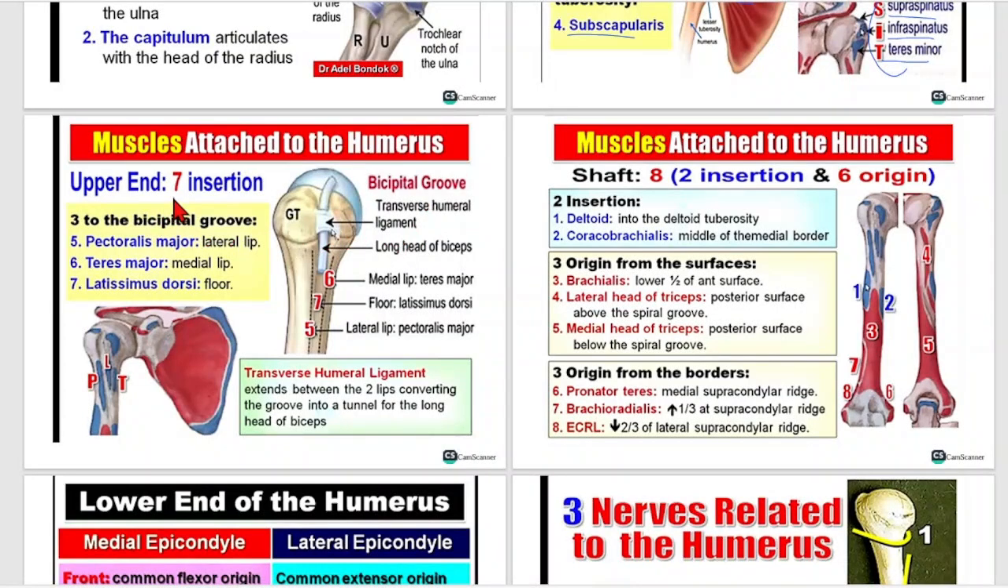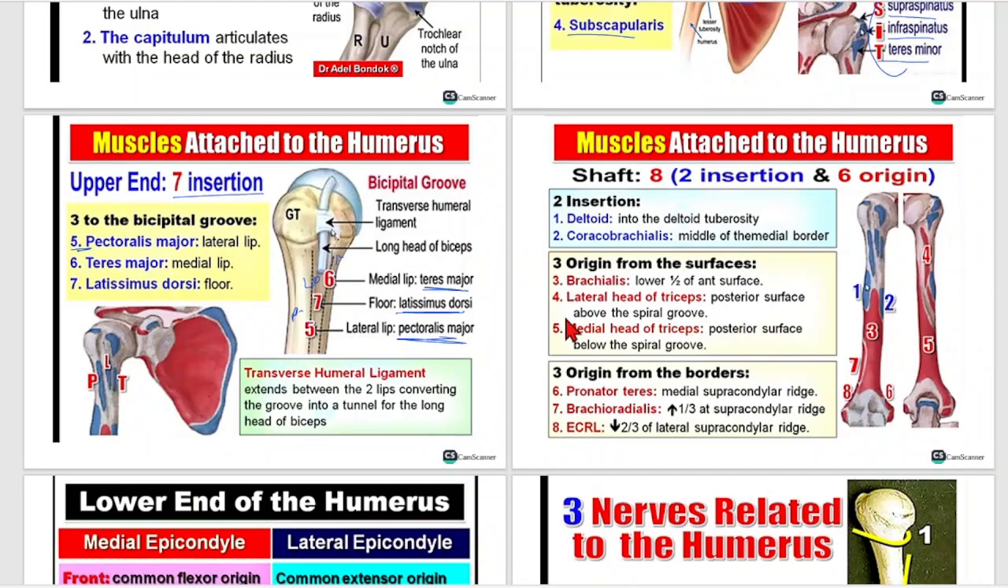There are 7 insertions here. You can see at 5 the pectoralis major muscle is attached, at the lateral lip. And at 7 there is the latissimus dorsi, and the teres minor. Pectoralis major, latissimus dorsi, and teres major. So these are the insertions of the muscles.